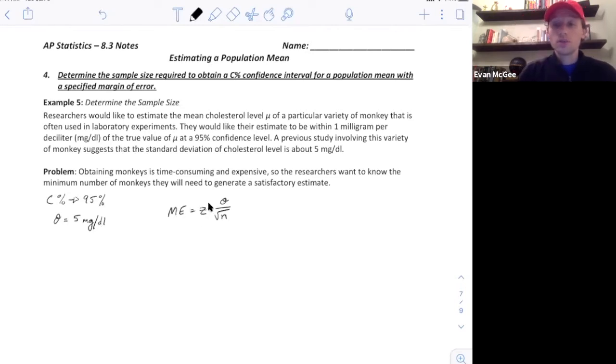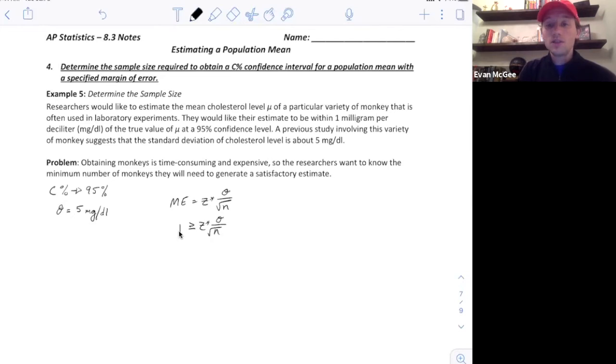Our margin of error will be the z critical value times the standard deviation of the statistic, which is the population standard deviation divided by the square root of the sample size, which is the only unknown. And they want this to be within, so less than or equal to 1 milligram. So we'll set this less than or equal to 1 milligram.